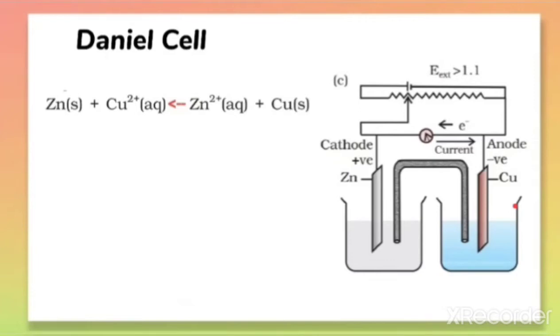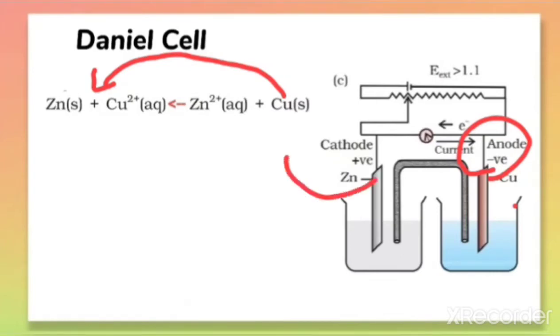We have already discussed that at the anode oxidation takes place. Now you can see that oxidation takes place at the anode, that is the copper turns to copper ion, which is an oxidation because there is a loss of electrons. And at the cathode reduction takes place. Reduction means a gain of electrons. So when you check here, zinc ion is converted into zinc, that means there is a gain of electrons.